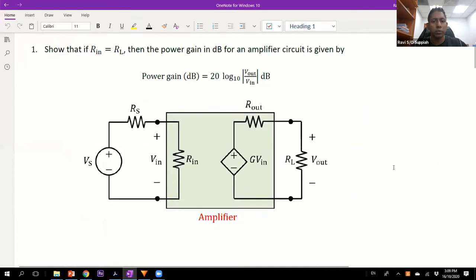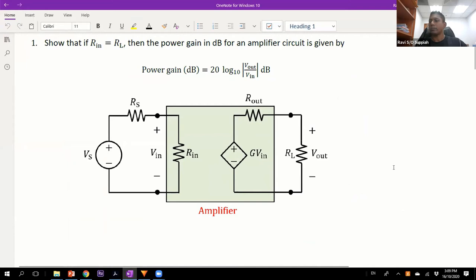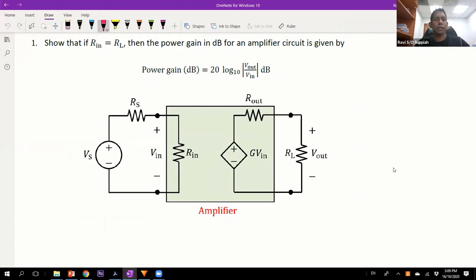Okay, so let's look at the first question here. In this first question, we are given a system. This amplifier here is basically very much like your op-amp, where you see there's an input resistance, an output resistance, and a gain multiplied by the Vin. They ask you to show that if Rin equals RL, the power gain in dB is given by this formula over here.